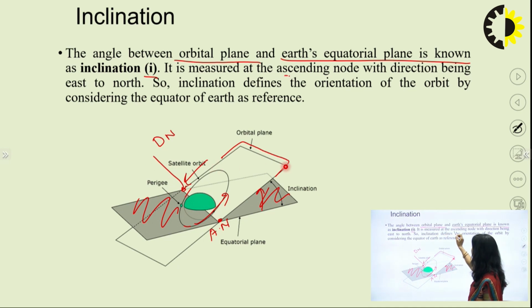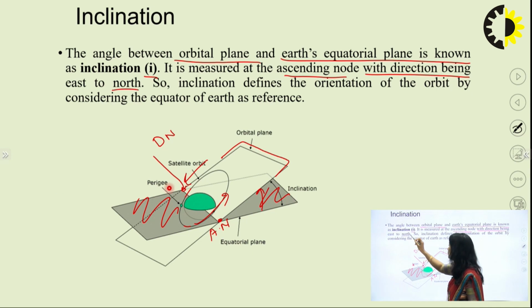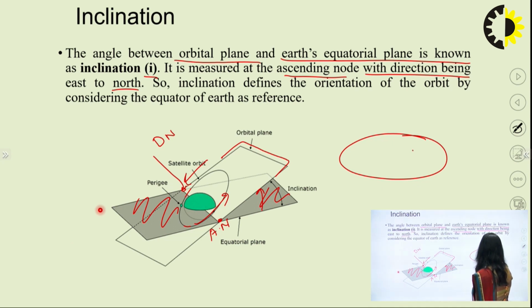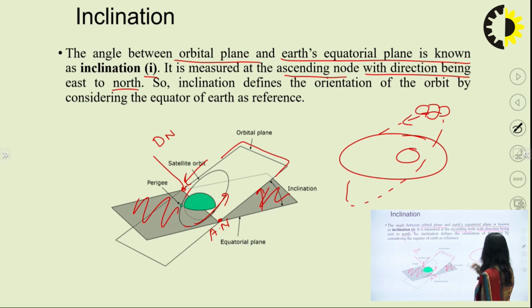It is measured at the ascending node with direction being east to north. Okay, so I will show you like this. Let's say this is Earth, and this is the satellite orbit. The satellite is moving from this direction to this direction.